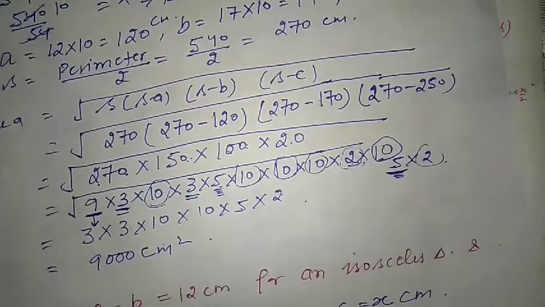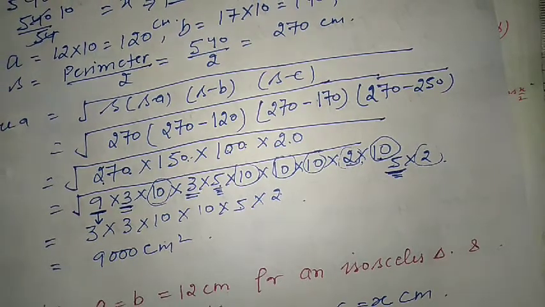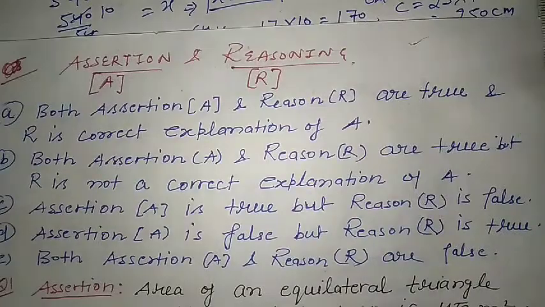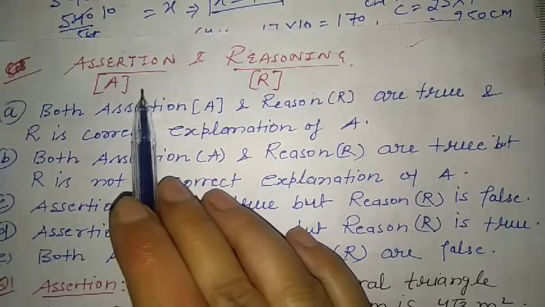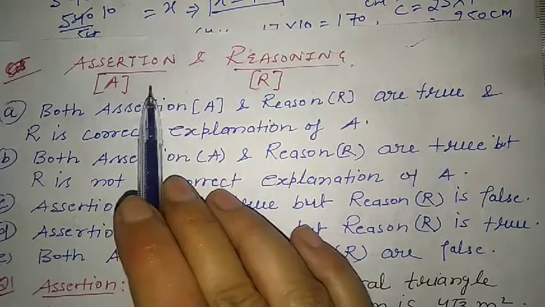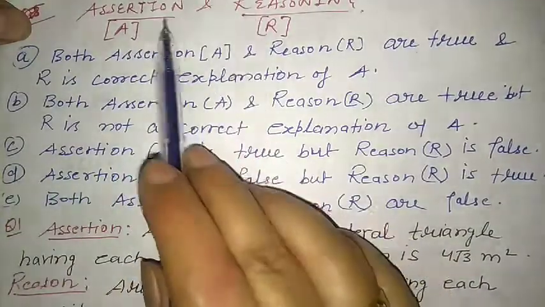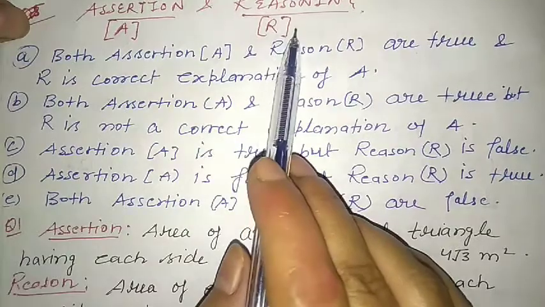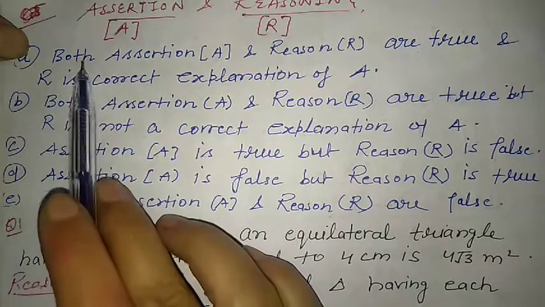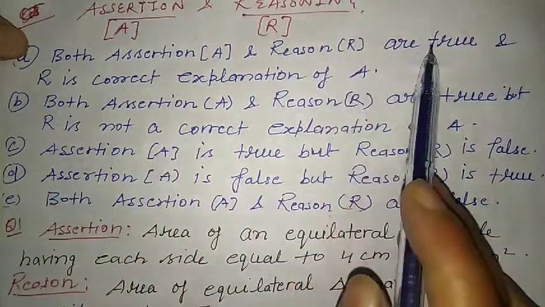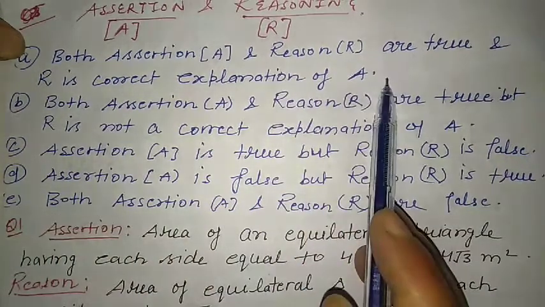Now guys, one more thing we are going to discuss here: assertion and reasoning. This is new for you. What is this? You will get some questions in two forms. Assertion means one statement will be given to you, and the second part will be the reason of that, which you have to select. So you will have an answer like this: both assertion and reason are true, and reason is the correct explanation of A.